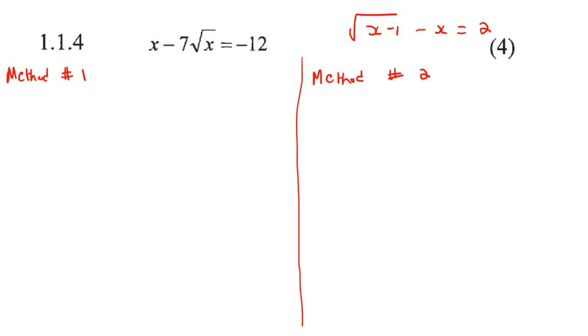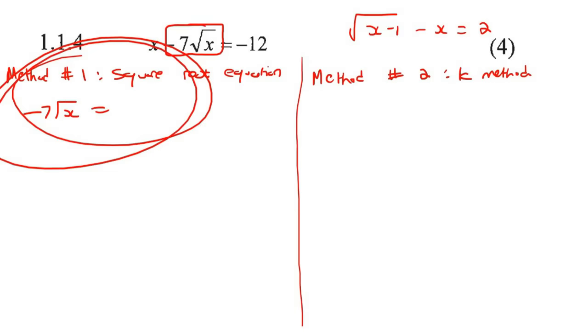The 7 is okay, that can stay. Even the negative 7 is okay. So we're going to keep that term together. So we're going to call this the square root equation. And then this one here is actually going to be a K method kind of thing. Okay, we'll show you now. This is the more popular option. But if you are a student who does K method, then we can look at that now.